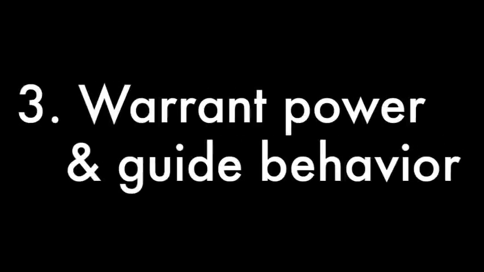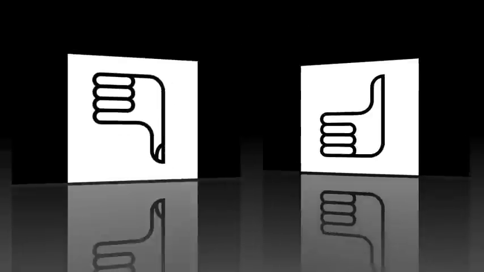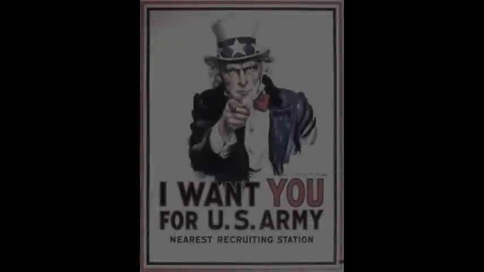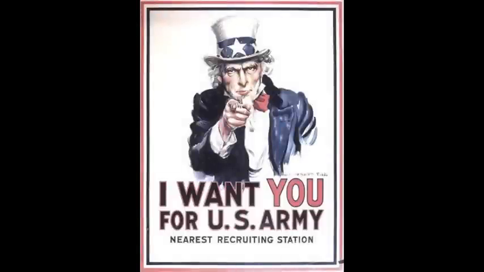The third criteria is that it must warrant the use of power and guide behavior. It must turn antisocial or unacceptable behavior into acceptable behavior. We can see this at work in the World War I image when Uncle Sam was used to recruit troops to the war effort. Some people might have viewed this as a negative behavior. However, by viewing it as Uncle Sam asking, helping out the U.S. government, this changed people's mind and warranted the behavior of joining the war effort.